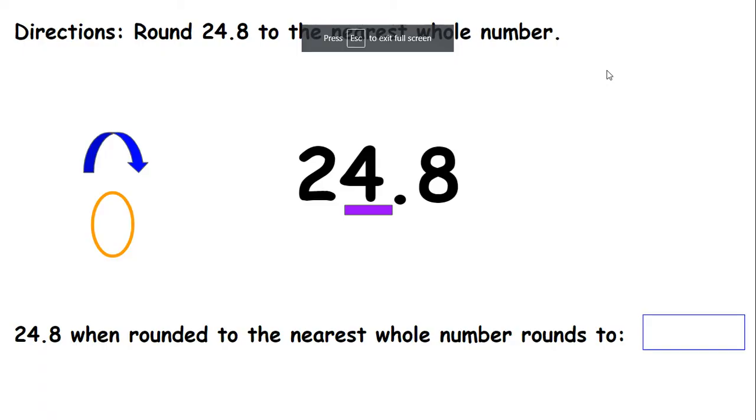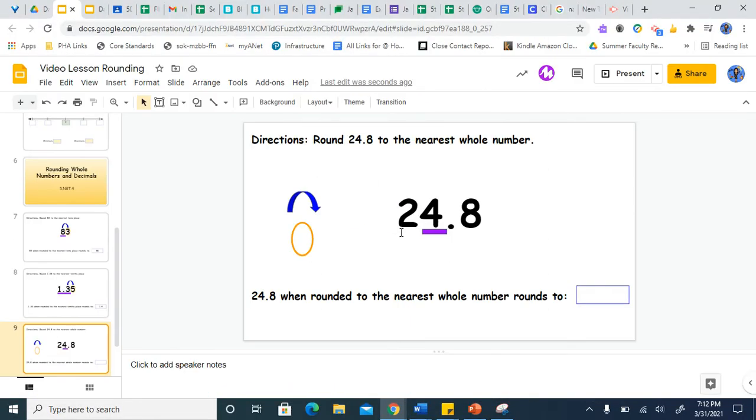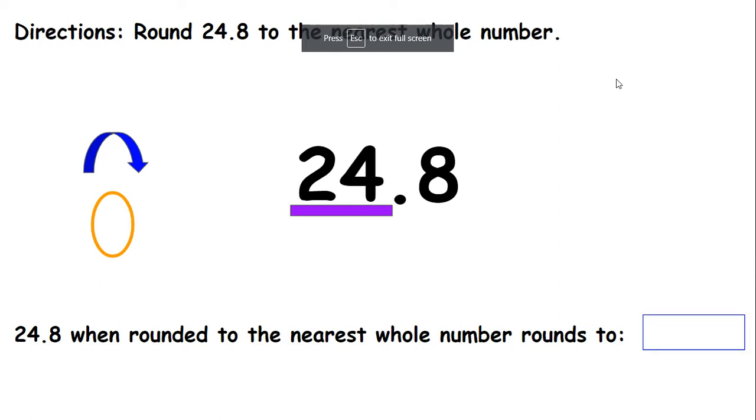But remember, in the number 24, there's not just 4 ones, there's actually 24 ones because the 2 in the tens place represents 20 ones. So we have 20 ones here plus another 4 ones here. And in the entire number 24 and 8 tenths, we have 24 ones. So I'm going to underline 24. We know our number is either going to round down to 24 or up to 25.